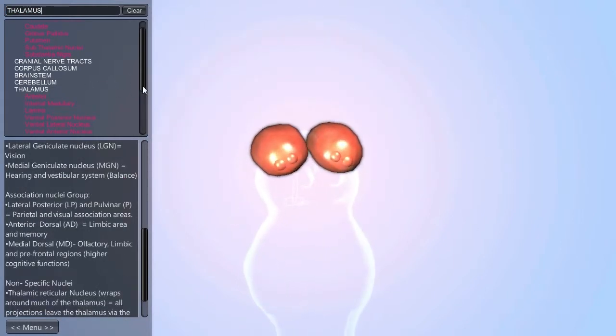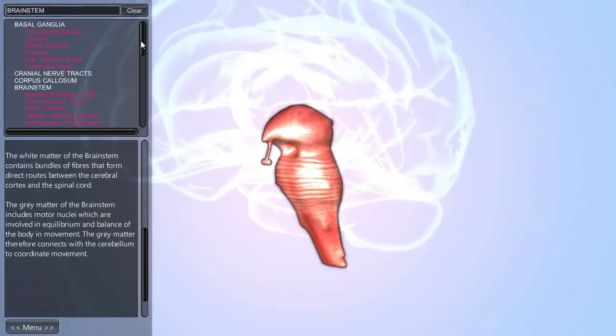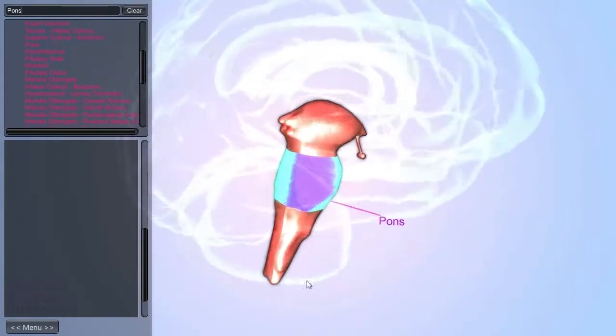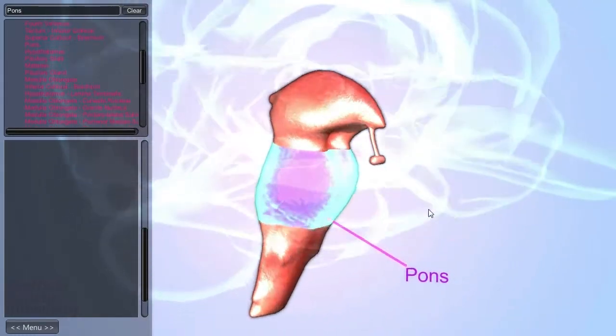The thalamus is divided into two thalami, one in each hemisphere. The brainstem. The brainstem is part of the autonomic, the pons. The pons is the middle structure of the brainstem.